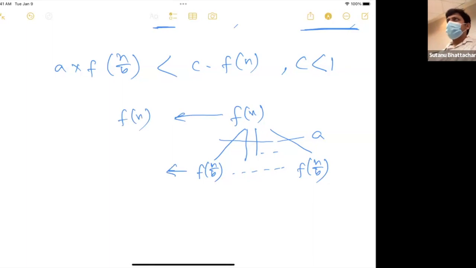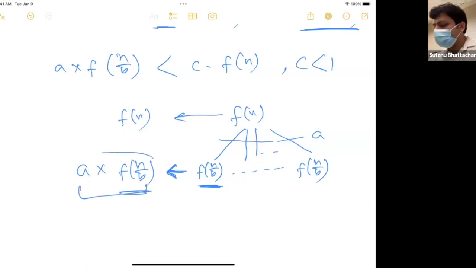So tell me, at this level, I am spending this amount of time, f of n. At the lower level, you have a number of subproblems, and for each subproblem, you need to spend f of n by b time. So how much total time do you need to spend at this level? For each subproblem, you need to spend f of n by b, and the total number of subproblems is a. So what would be the total amount of time? Yeah, right. A times f of n by b, because this is for each subproblem. So the total would be a multiplied by this one. You got it? So this is the amount of time you are spending at the lower level, where f of n is the amount of time you are spending at the upper level.